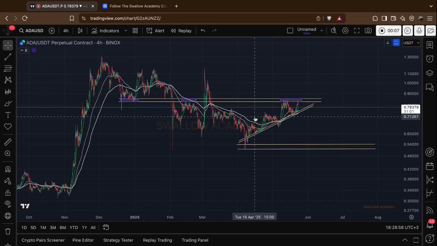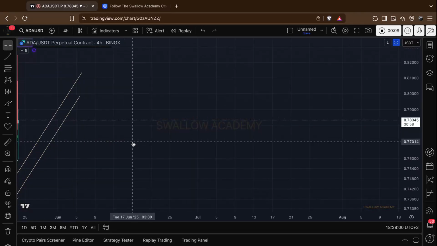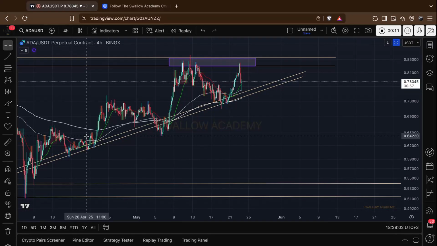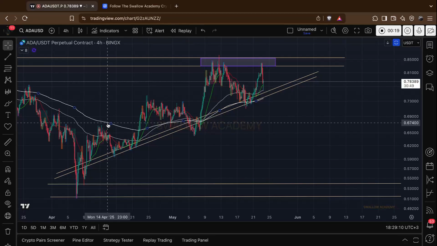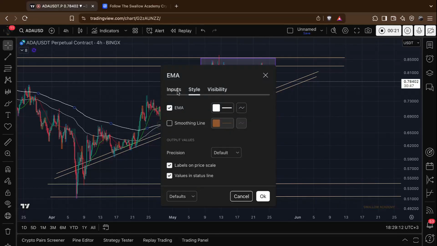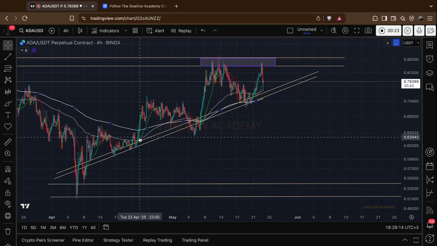Now, straight to the point, recently we have been forming some decent bullish trend here, which has been aligned with 100 and 200 EMAs. And people who've been asking which of the lines is 100 and which is 200: this is the 200 EMA, so input 200, and this is the 100 EMA.